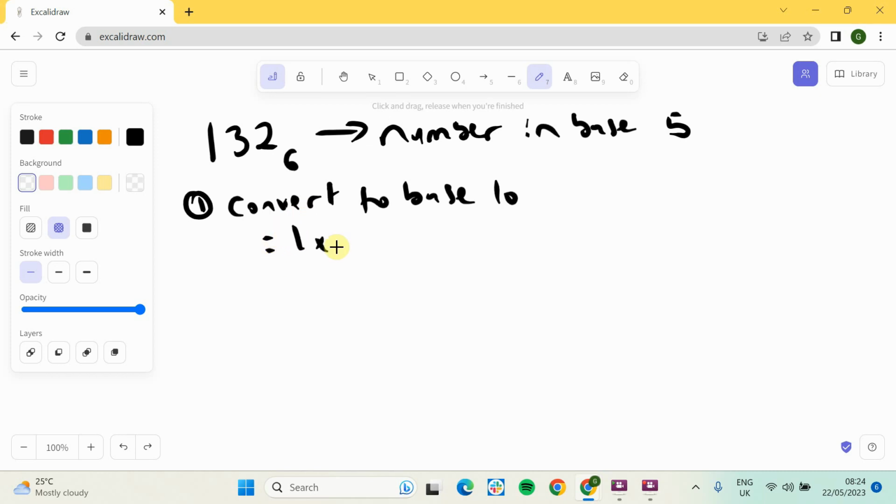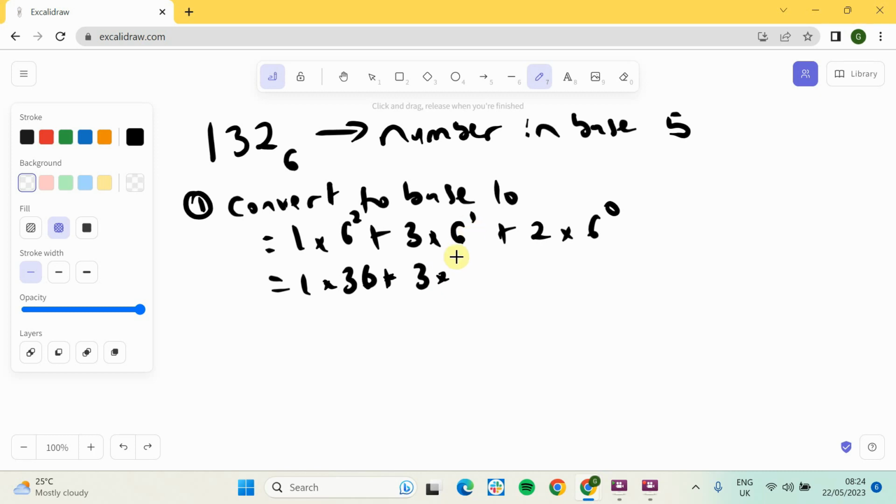So that would be 1 times 6 plus 3 times 6 plus 2 times 6, right? Like we always do, multiply by the base, then give it a power from 0 from the right to the left. So that would be 0, 1, 2. 1 times 6 squared is 36, plus 3 times 6 raised to the power 1 is 6, plus 2 times 6 raised to the power 0, and 6 raised to the power 0 is 1. Now that I've already simplified all of these powers, we can now multiply. So 1 times 36 is 36, plus 3 times 6 is 18, plus 2 times 1 is 2.